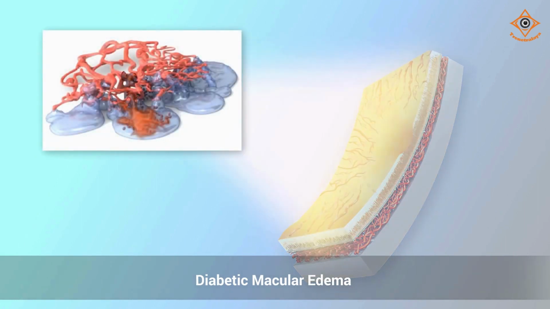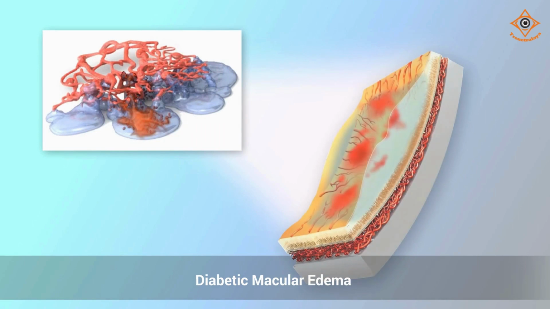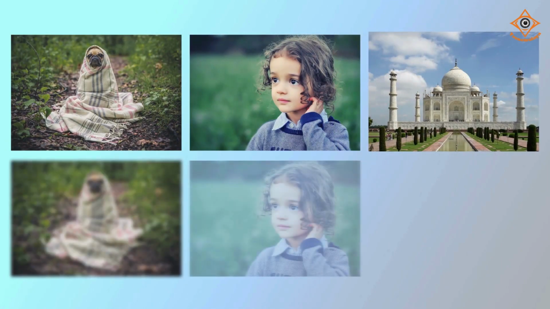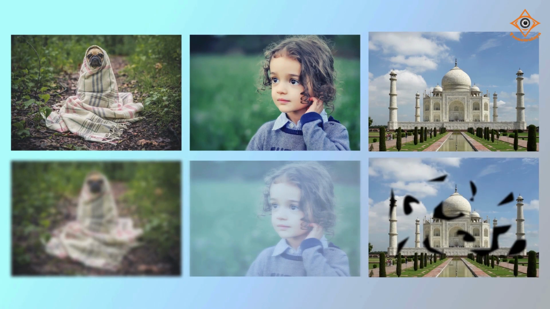This results in deposition of protein and fluid collecting on or under the macula, which causes the macula to swell and thicken. This condition is known as macular edema. Swelling of the macula causes the vision to become blurry. Colors may also look faded or washed out, and spots may appear in the vision.